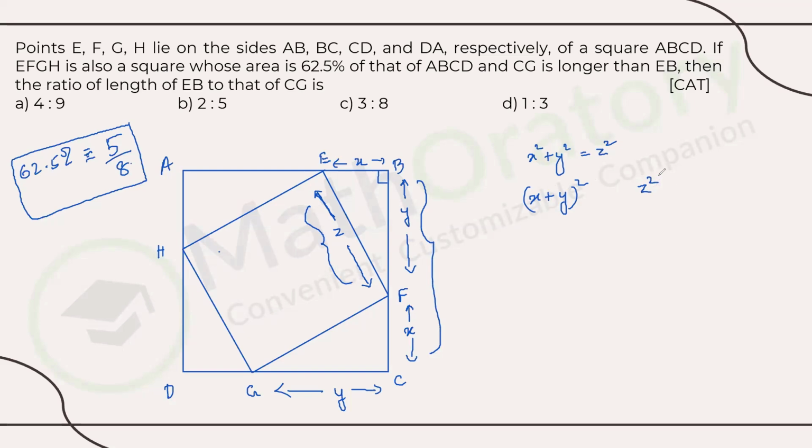Now the question tells us that the EFGH area is 5/8 of this area. So 5/8 of this area should be equivalent to z square. Correct. Now both of these are z square, right? So effectively z square goes off. So what is the objective? Don't forget the objective. We are looking for the ratio of EB and CG.